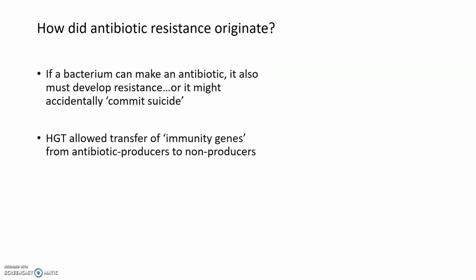And so the development of these genes that helped antibiotic producing bacteria become immune to their own antibiotics are known as immunity genes. And through horizontal gene transfer, like conjugation, transformation, and transduction, these immunity genes were transferred from bacteria that produced antibiotics to ones that didn't, and allowed antibiotic resistance to spread throughout bacterial populations and communities.